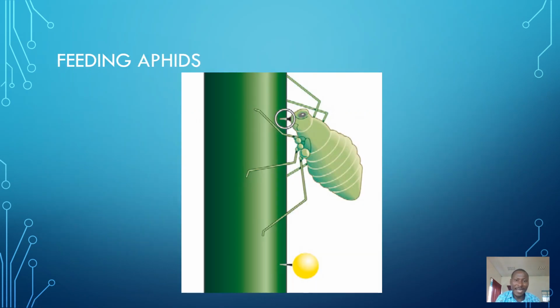Then we have the feeding aphid. An aphid, as it is feeding here, demonstrated on the drawing, pierces its stylet deep into the phloem tissue. So if you cut off the aphid and remain with the stylet, the stylet is going to release a liquid, and if you test the content of this liquid, you are going to find manufactured food. So that is how the feeding aphid is used to demonstrate the process of translocation.